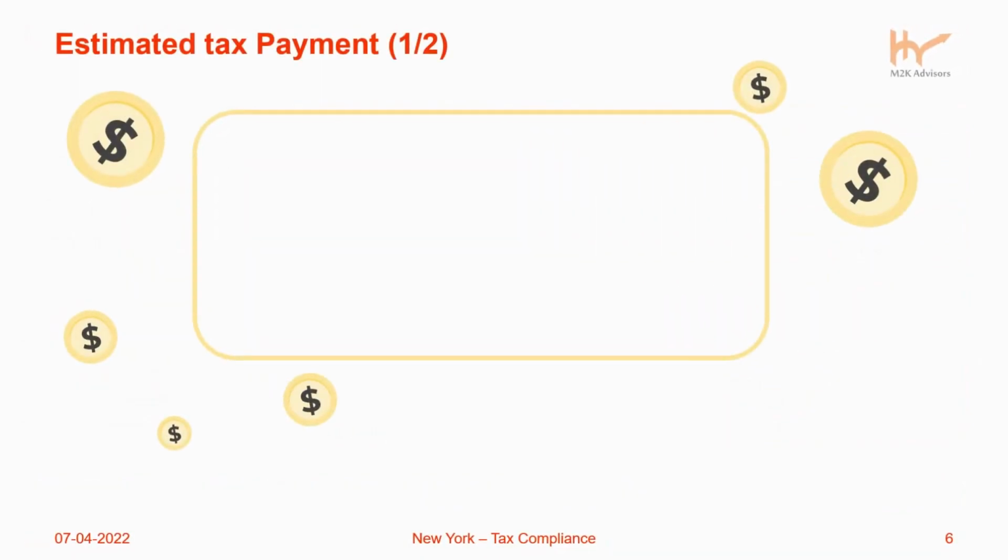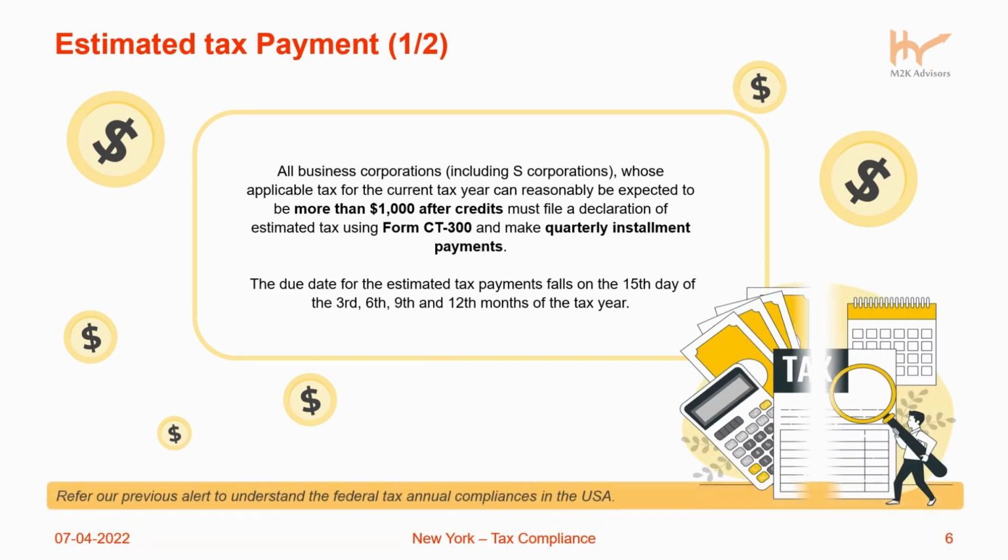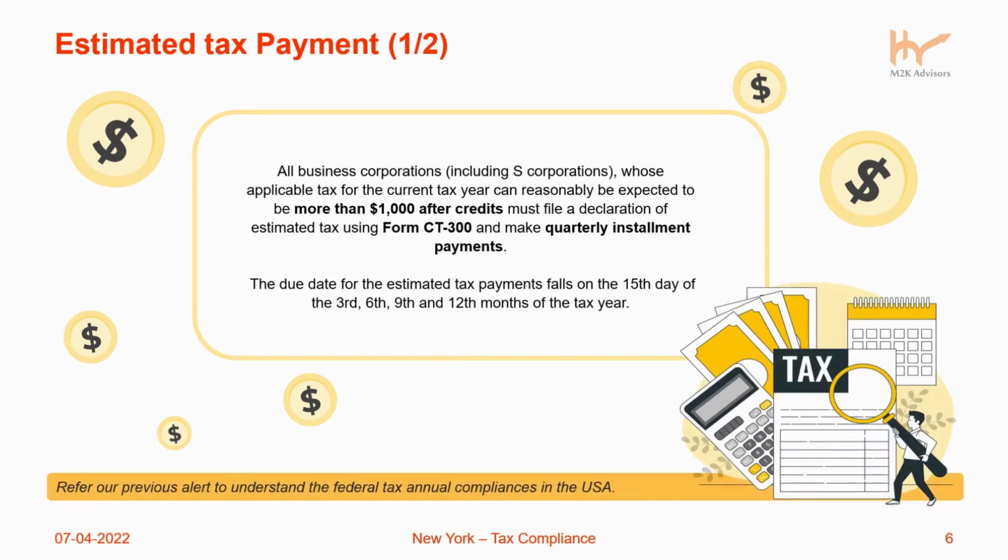Estimated tax payment. All business corporations, including S corporations, whose applicable tax for the current tax year can reasonably be expected to be more than $1,000 after credits, must file a declaration of estimated tax using Form CT-300 and make quarterly installment payments. The due date for the estimated tax payments falls on the 15th day of the 3rd, 6th, 9th, and 12th months of the tax year.